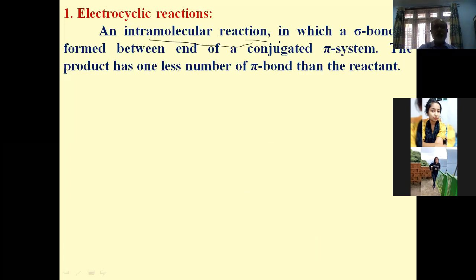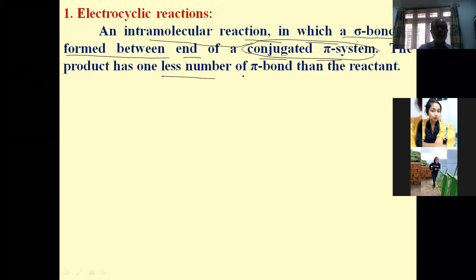Intramolecular reactions in which a sigma bond is formed between the ends of a conjugated pi system. That means it will involve a conjugated pi system. In this conjugated pi system, the product will have one less pi bond than the reactant.